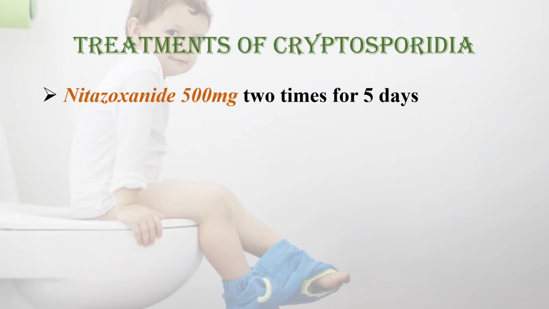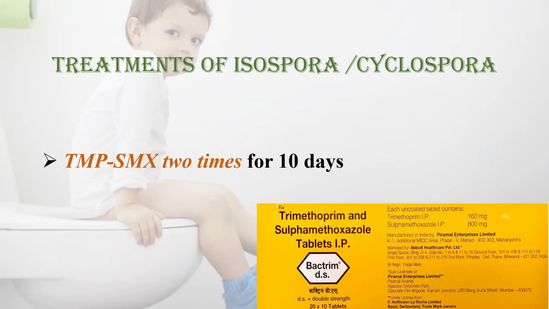Next one, treatment of Cryptosporidium: nitazoxanide 500 mg 2 times for 5 days. Next one, treatment of Isospora or Cyclospora: Bactrim DS 2 times for 10 days. It means trimethoprim and sulfamethoxazole.